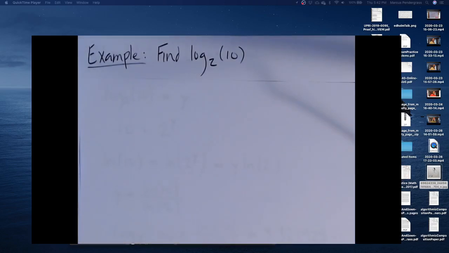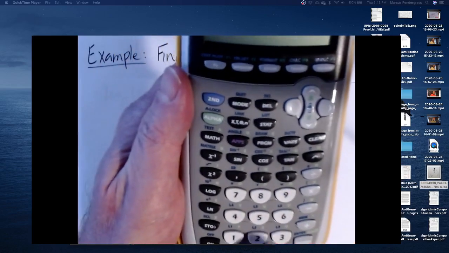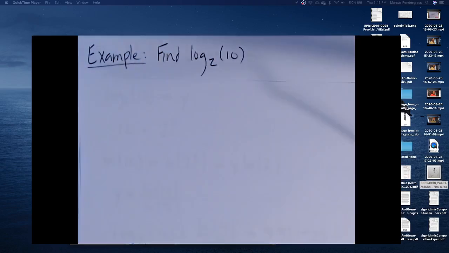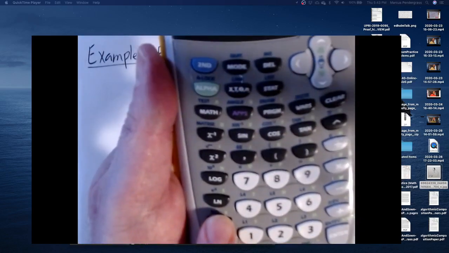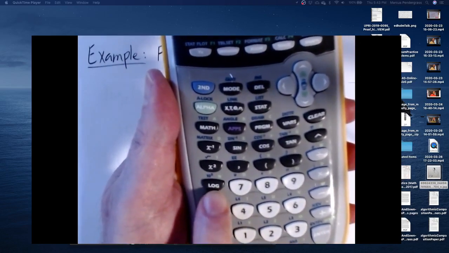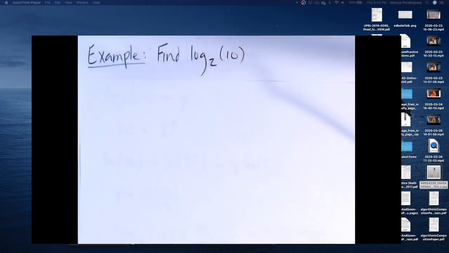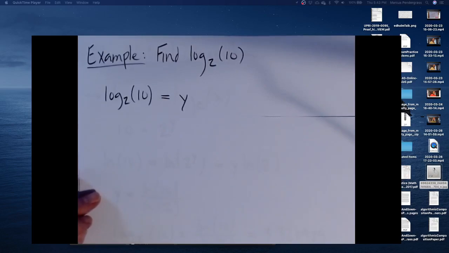Suppose you wanted to find log base 2 of 10. Well, a natural thing to do would be to go to your calculator and say, well, let's see, where is my log base 2 function? And on most calculators, there's not one. But there is a natural log function on any scientific calculator. On our TI-84, the natural log function is right under the common log function. The common log is log base 10. But if you've got a natural log function, then you can use it to find logs to any base. So let me show you how that works.